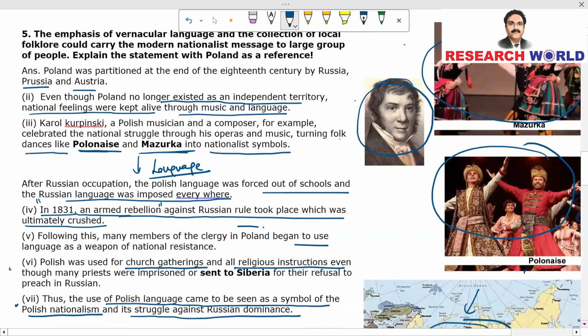So, the next keyword is sending to Siberia. Thus, the use of Polish language came to be seen as a symbol of Polish nationalism and its struggle against Russian dominance. So, don't forget this.